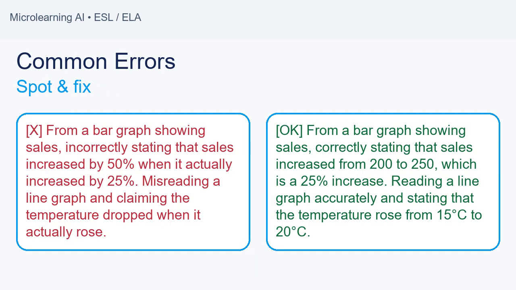Common mistakes include, from a bar graph showing sales, incorrectly stating that sales increased by 50% when it actually increased by 25%. Misreading a line graph and claiming the temperature dropped when it actually rose. Correct versions are, from a bar graph showing sales, correctly stating that sales increased from 200 to 250, which is a 25% increase. Reading a line graph accurately and stating that the temperature rose from 15 degrees Celsius to 20 degrees Celsius.